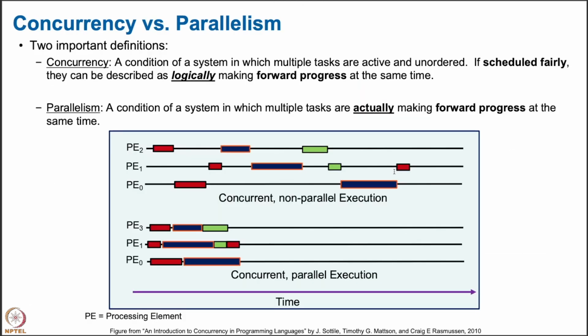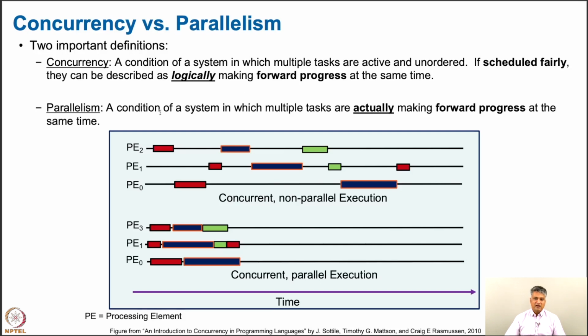So, the two most important definitions are concurrency and parallelism. In concurrency, what happens is that you have multiple tasks which are active, but they are not ordered, and they are scheduled in some sort of a fair sense. Each of them is making forward progress, but you can see as this process 1, 2 and 0, they are all executing instructions concurrently, but they are not executing them in parallel.